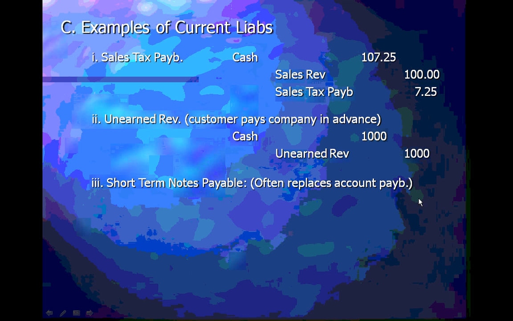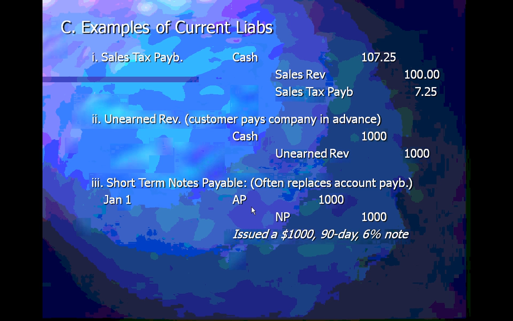Short-term notes payable. These often replace an account payable if you couldn't pay it off in time. Very much like accounts receivable, if they could not make the debt good for you, then you would convert that into a note receivable. So on January 1st, suppose we had an account payable of $1,000. We couldn't pay it off, so we turned it into a note payable. So AP is account payable, NP is note payable. We converted it from an account payable to a note payable. Accounts payable typically are paid within 30 to 60 days. A note payable is usually a longer period of time, and it guarantees some sort of interest.